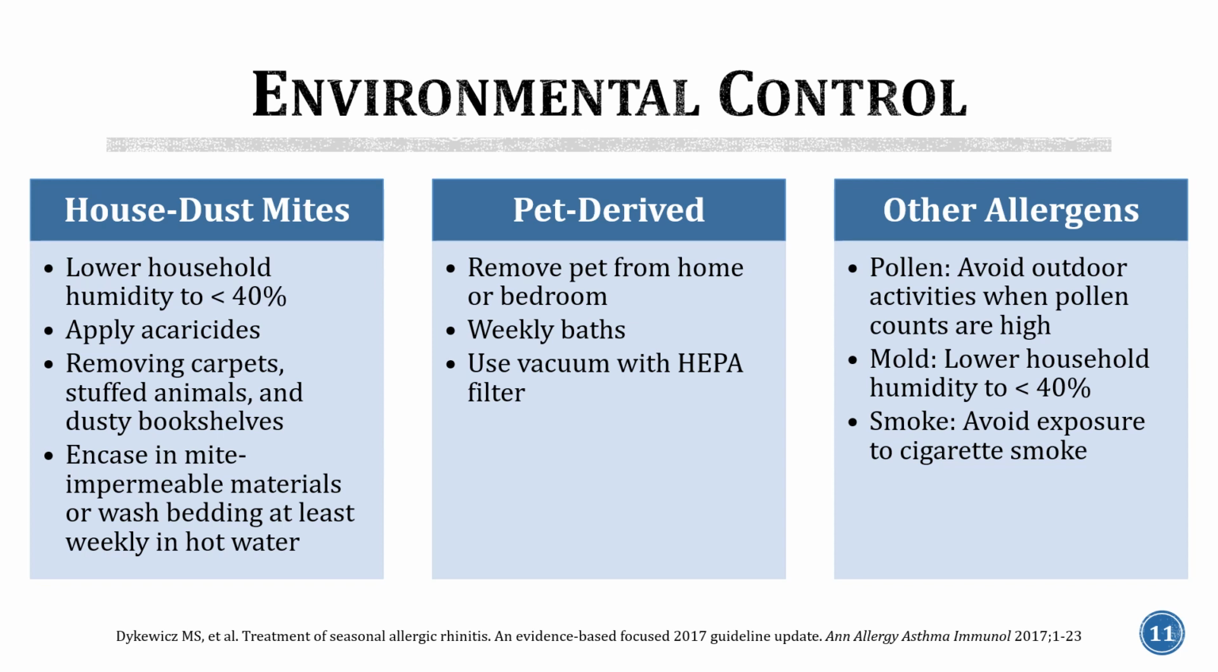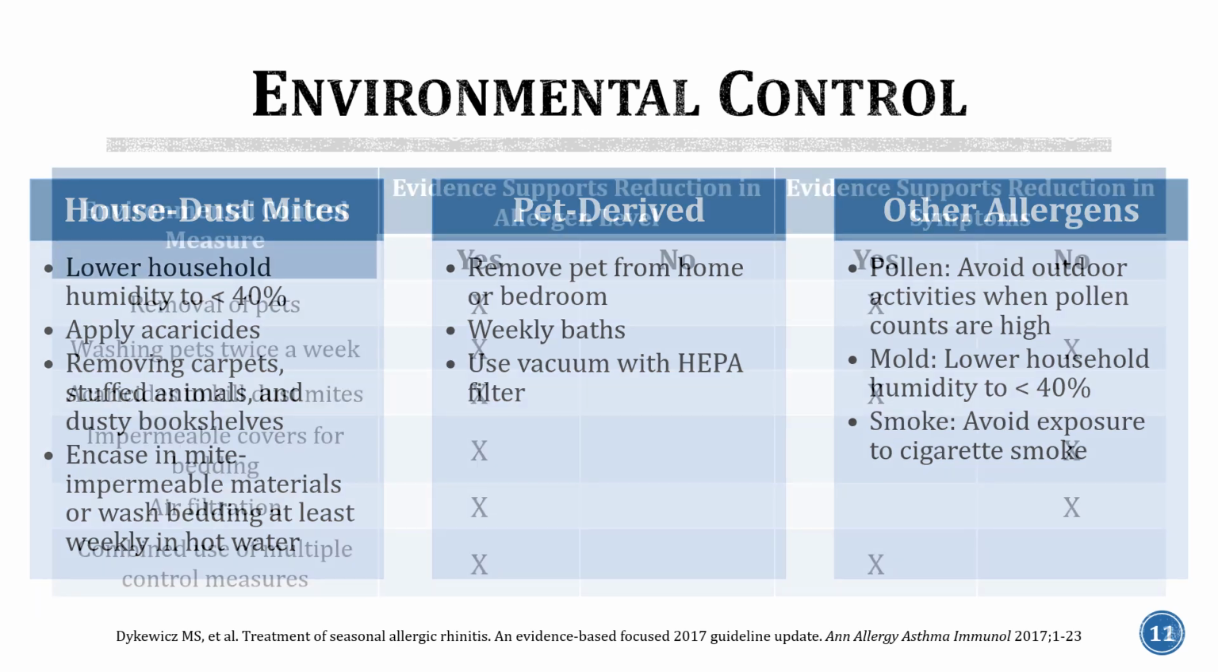So, for example, for pollen, we want patients to avoid being outdoors during the times when there's a high pollen count. For mold, we want to make sure there's not too much humidity inside, so reducing the indoor humidity to less than 40% is really effective because we're going to be able to reduce the moisture and from that minimize mold. Cigarette smoke should be avoided for those who are triggered from smoke as well.